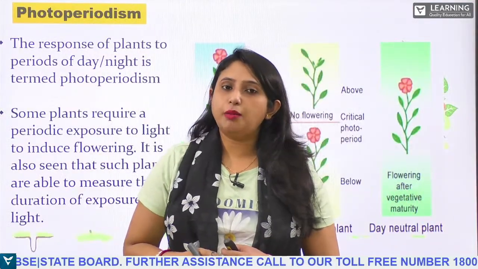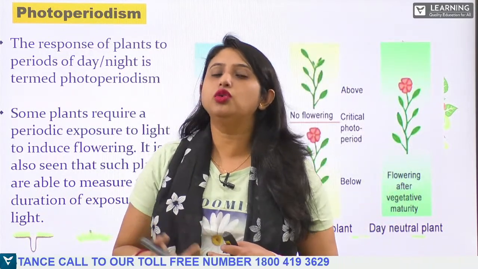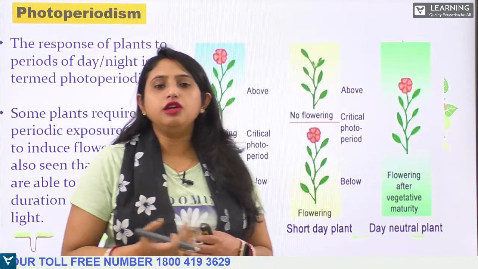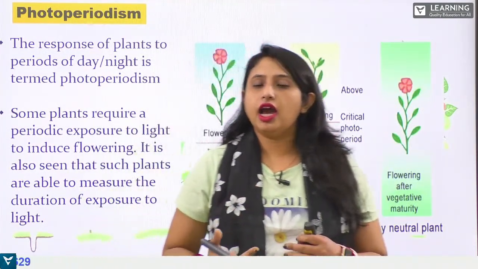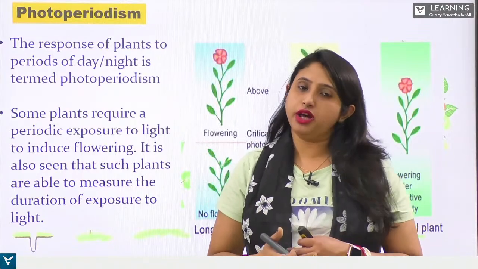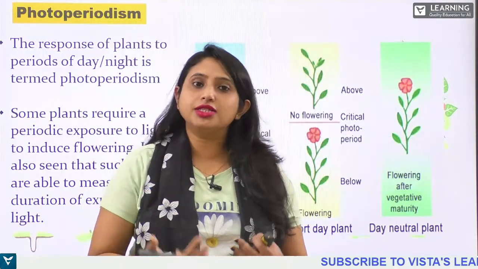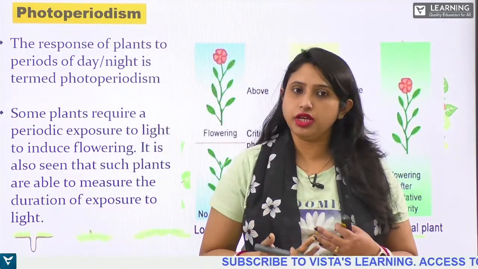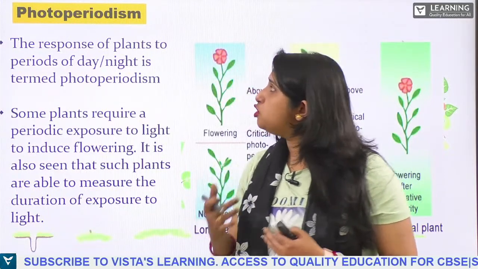Next, let us learn about photoperiodism. So far, you have learned about the plant growth regulators, right? And the functions. There are 5 plant growth regulators you have seen, and they have different functions in the plant. These plant growth regulators are produced at different sites, different locations in the plants. So what is this photoperiodism?